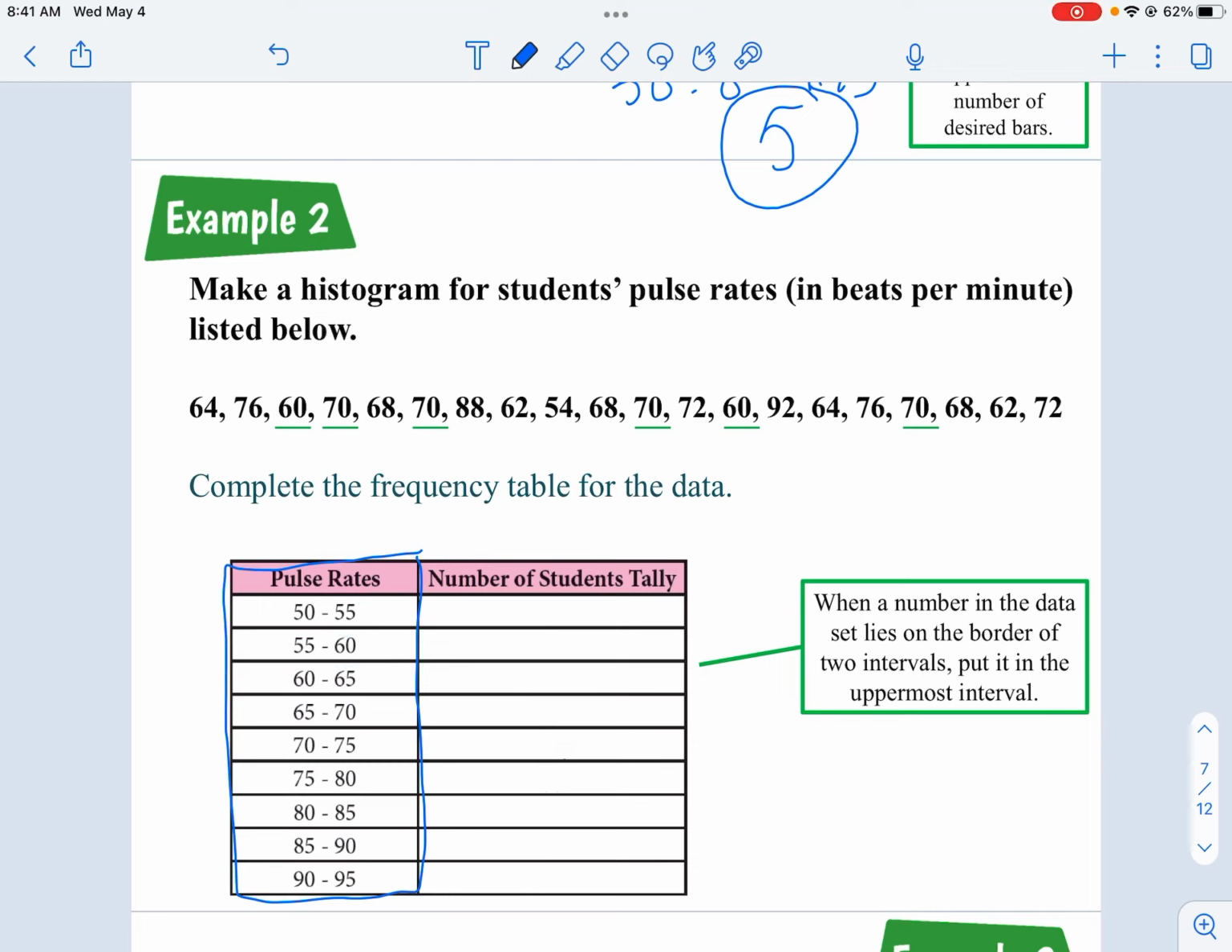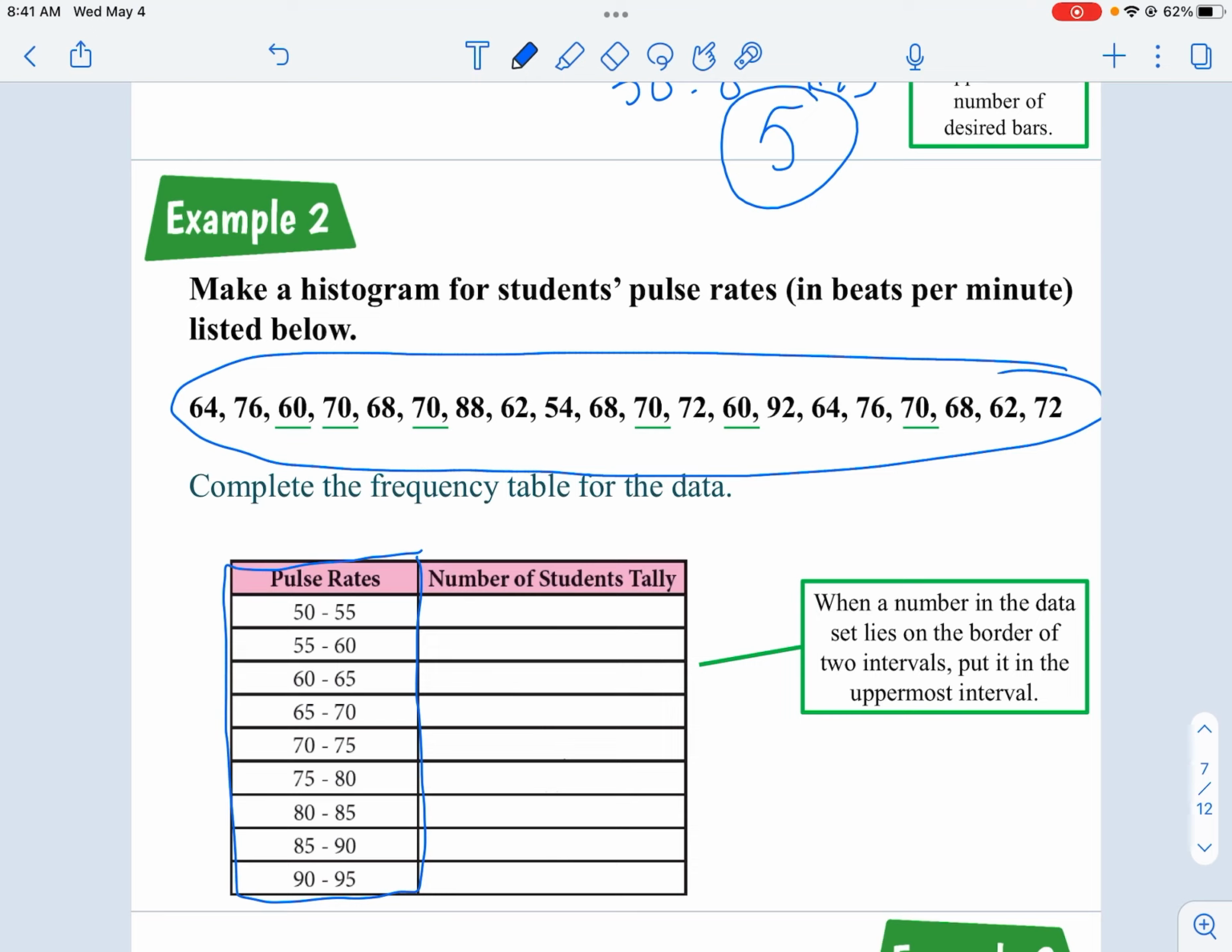Okay. So now I need to figure out which of these numbers fit into which of these intervals. So first I'm going to start with 50 to 55. I need to count all of my numbers up here that are in between 50 to 55. Okay, and it looks like I just have 1, which is 54, and I'm going to cross it off. So I put 1 there because there's one number.